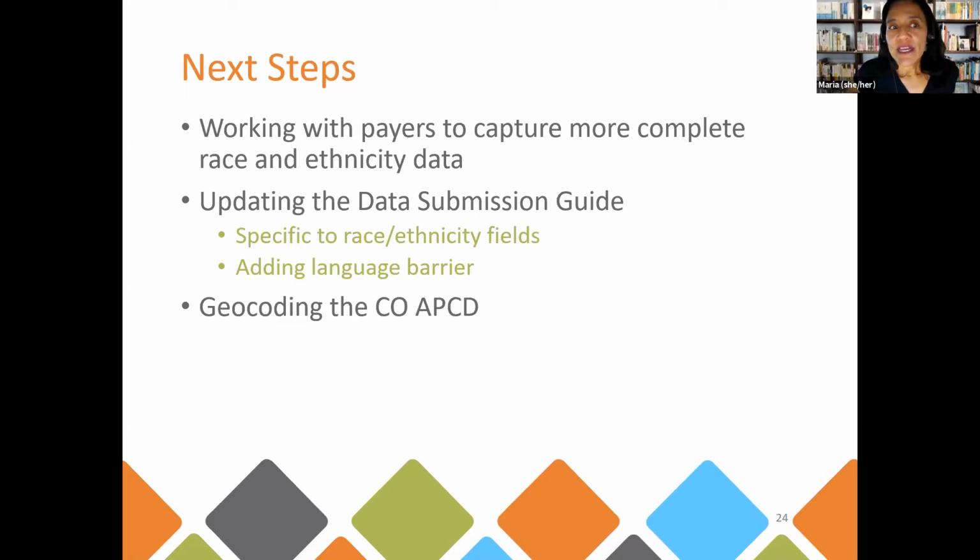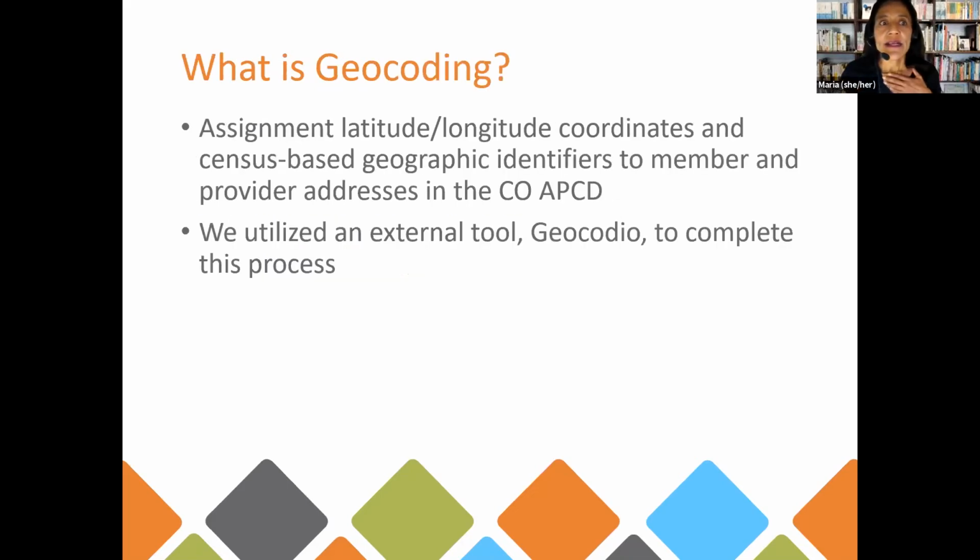One of the other initiatives that we have been working on is geocoding the Colorado APCD. And we're going to be talking a little more about that. So first of all, what is geocoding? In the Colorado APCD, we receive information about the members who are covered and about the providers who provide the services. All these members and these providers have addresses. The process of geocoding is a computational process to assign a latitude and longitude coordinate, and that coordinate provides us with the ability of adding a geographic identifier. In our case, we have linked with a geographic identifier using the census model. We used an external tool to do that, and we have completed that phase of the work.